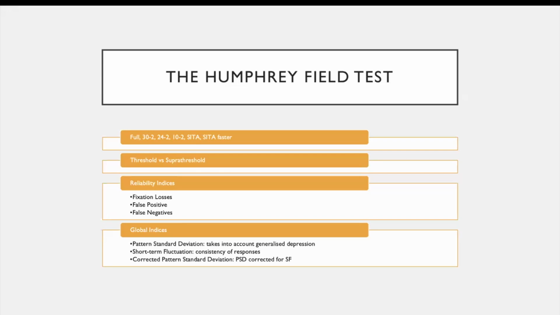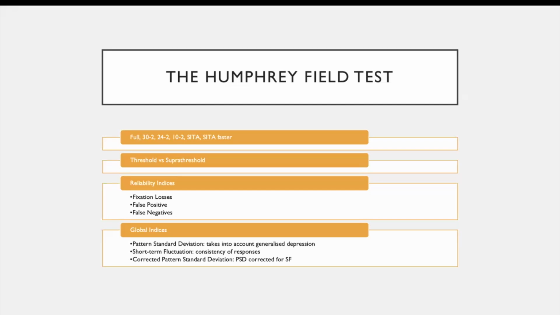You then have different reliability indices. Starting off with fixation losses, you have a tracker that looks at the patient's pupil and whether or not the patient has lost fixation during the test. The way that manifests in the field test, you might find that they're able to see lights in the blind spot where they're not able to see things, and that's because they've lost fixation. Your false positives are essentially where a patient has responded where they shouldn't have seen a light.